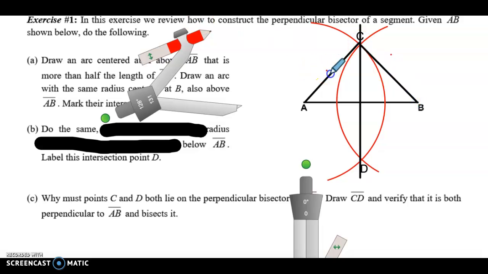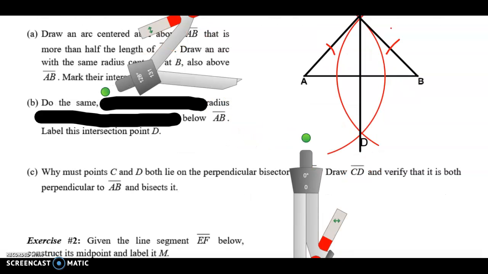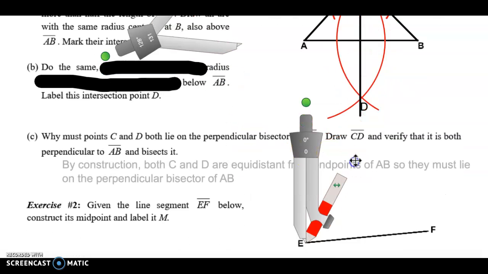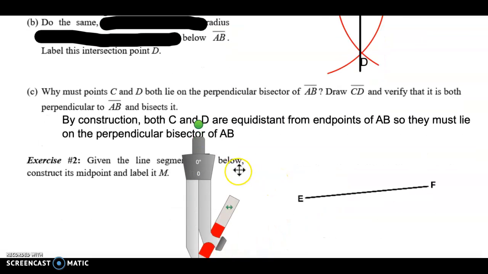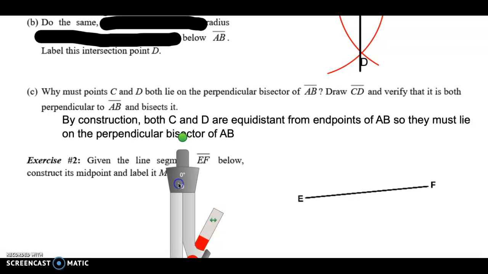other. And the reason they're congruent is because I used a radius, the same exact radius, when I drew A to C and when I drew B to C. Okay, and the same thing would be true for point D down below. So that was question C. All right, so by construction, both C and D are equidistant from the endpoints of AB, so they must lie on the perpendicular bisector of AB.